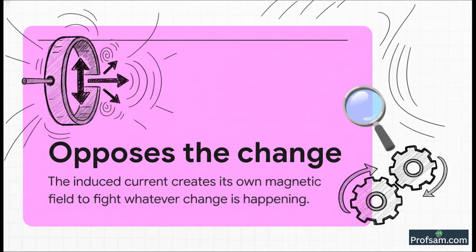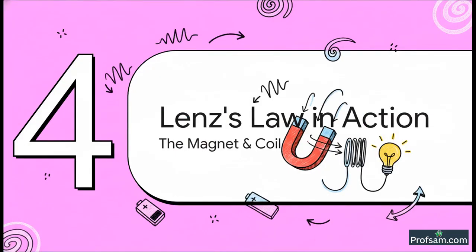So, the most important point to get is this: the induced current is a reaction. It doesn't just pop up out of nowhere. It's a response. And its entire purpose is to try and cancel out the very change that created it. It just wants things to stay the same. All right, we have the analogy, we have the official definition. Now, let's see Lenz's law in action with the classic magnet and coil experiment. This is where the theory becomes crystal clear.